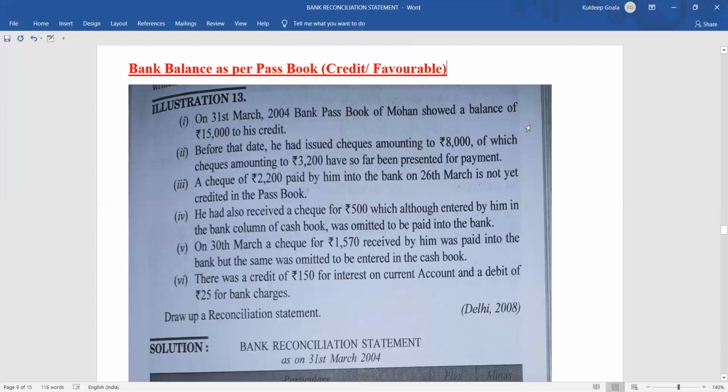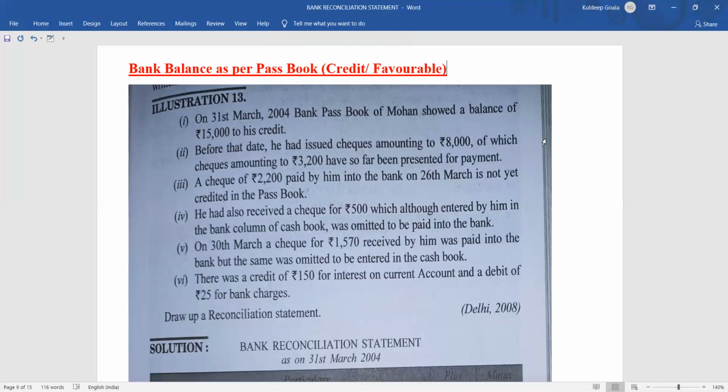The other day also I told you, favorable, if there is money in the bank account, that means cash book will show debit balance and passbook will show credit balance. And if there is overdraft, means minus balance, then cash book will show credit balance and passbook will show debit balance. ठीक है? So let's start.